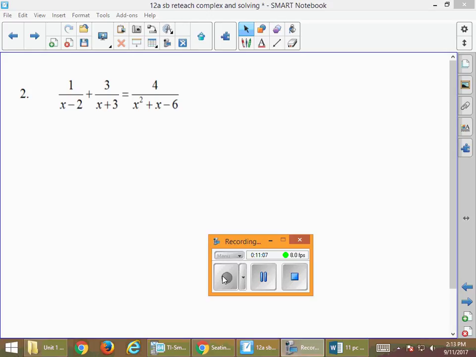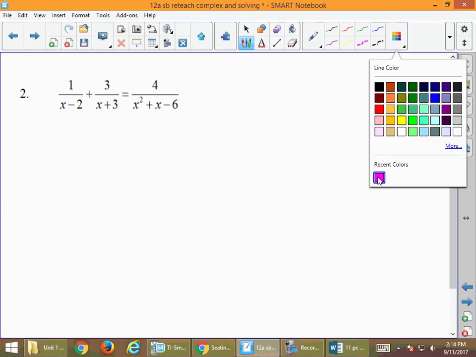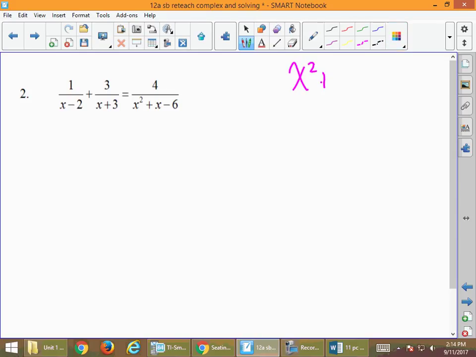I accidentally forgot to turn the recorder back on for problem number 1, but here's an example of still solving an equation on number 2. When we look at this, the one thing that I may do differently from the original is, do we have anything in this problem that can be factored? And if we look to the right of our equation, we see that x squared plus x minus 6 seems that it can be factored. So let's factor x squared plus x minus 6.